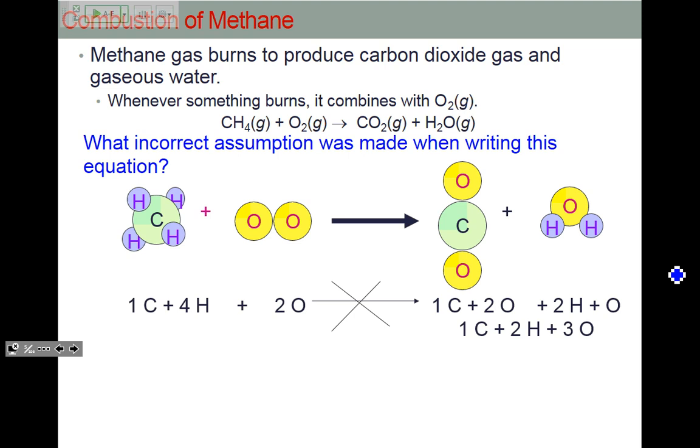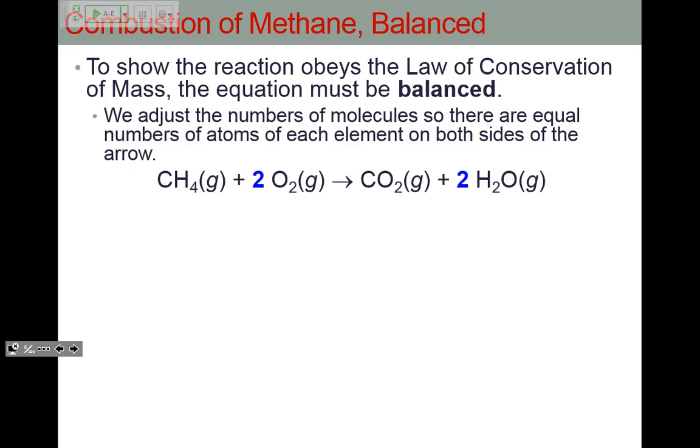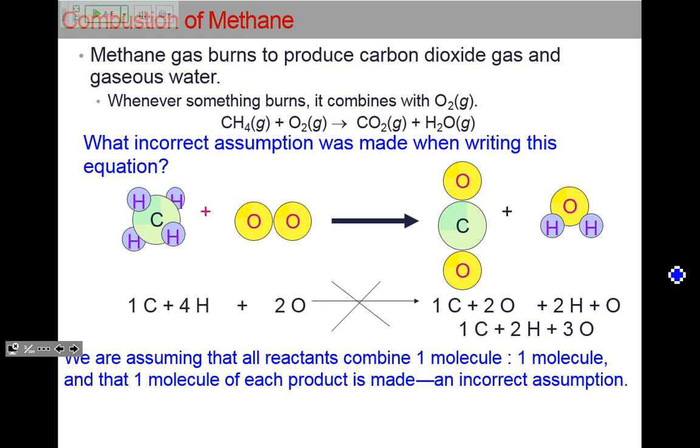The incorrect assumption is that we only need 1 CH4 molecule to react with 1 O2 molecule, and that's not true. We need multiple of these molecules for a full reaction to occur. The way we show that and balance our equations to agree with the law of conservation of mass is by these coefficients that go before our molecules. And we're going to look at balancing equations in a lot of detail.